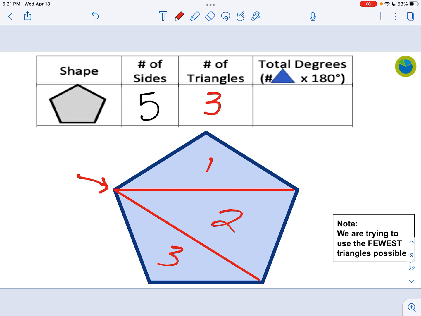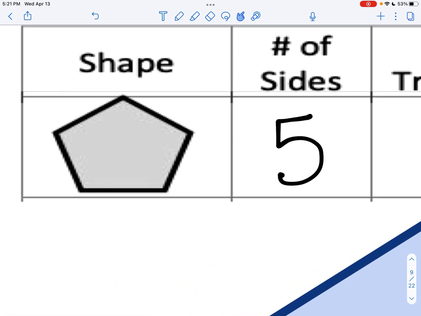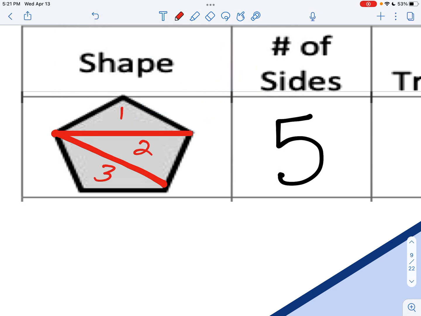I would like you to write number of triangles 3 and then make those lines. Going straight across and then going back to that same corner and going across. Don't forget to write in 1, 2, 3. It's going to be kind of small, and that's all right.